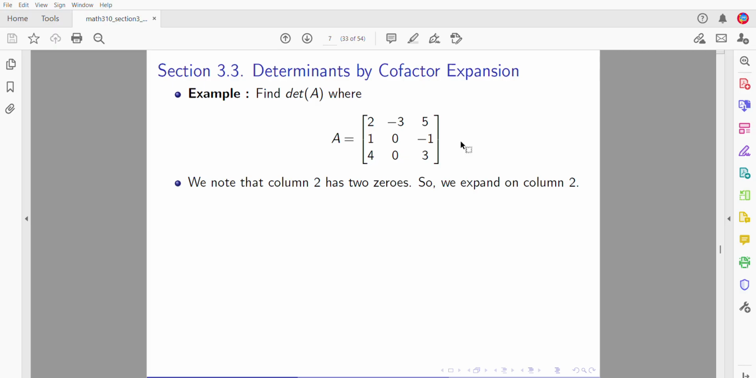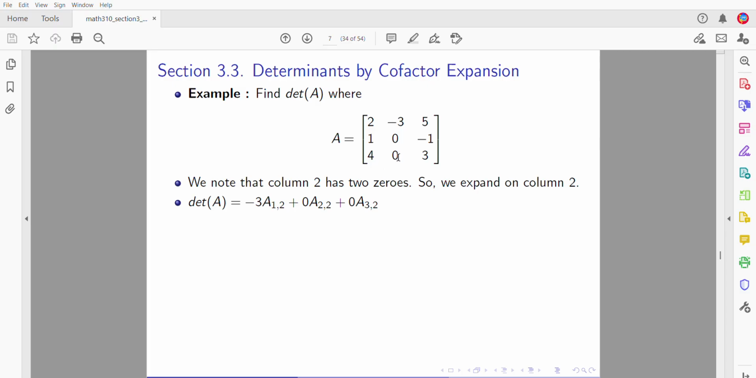Notice column 2 has two zeros. So let's expand on column 2. That is, determinant of A is -3 times the cofactor 1, 2, because that's the location of -3, plus 0 times the cofactor at 2, 2 because that's the location of 0. That's 0. Plus 0 times cofactor at 3, 2 because that's the location of this 0.